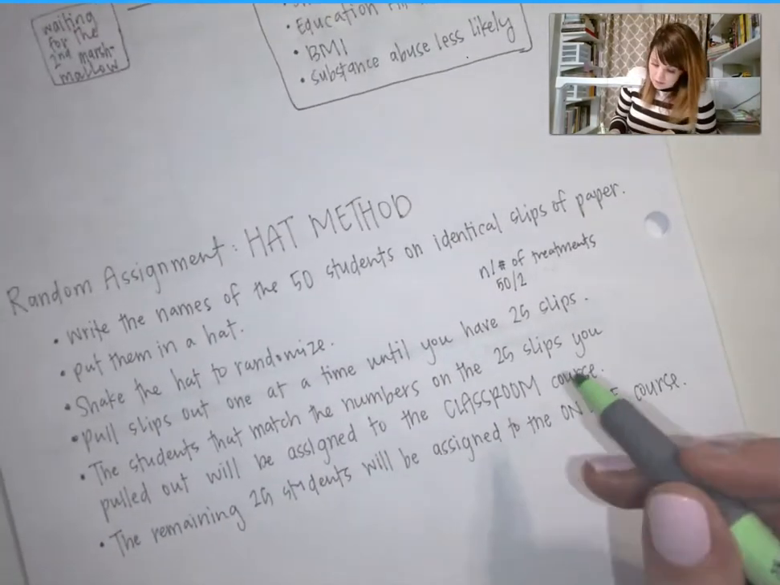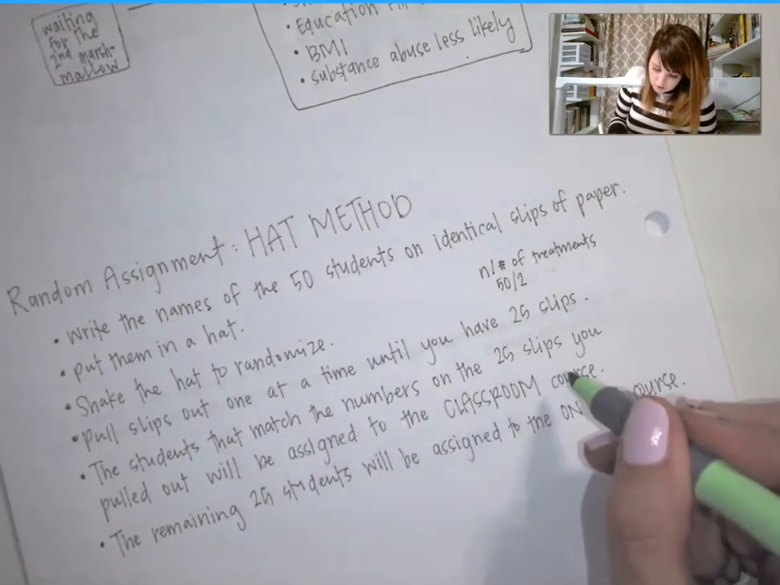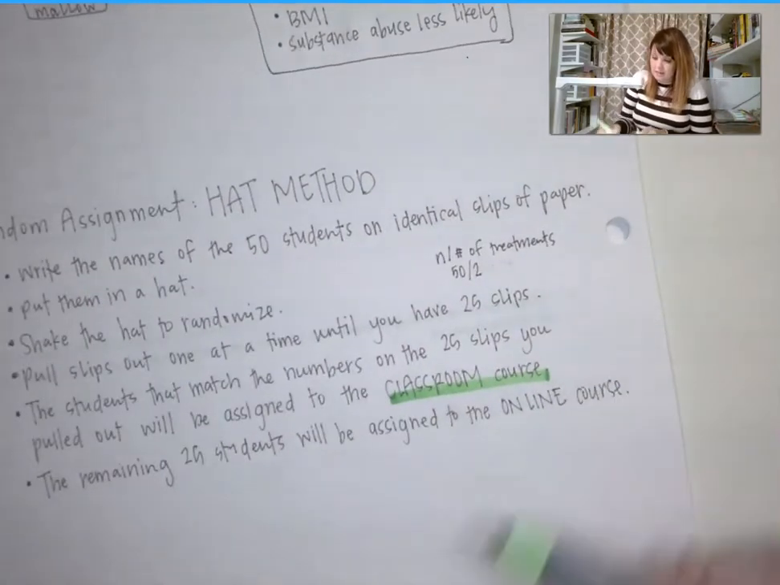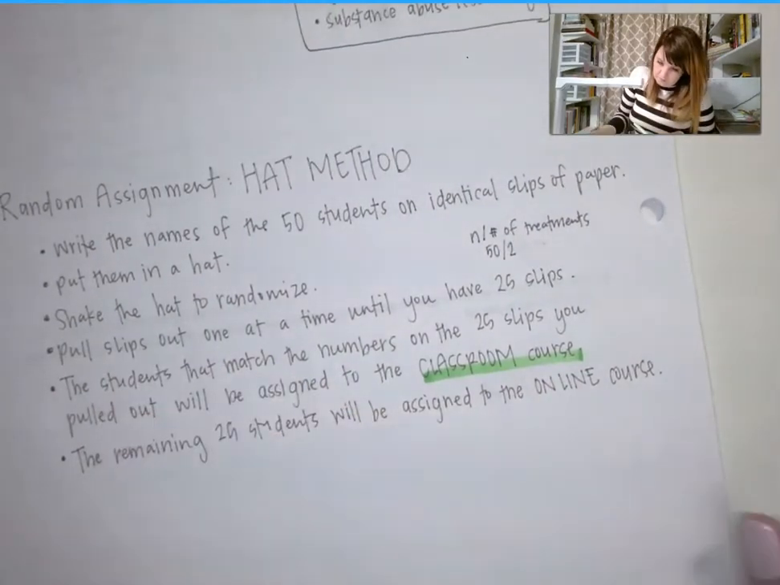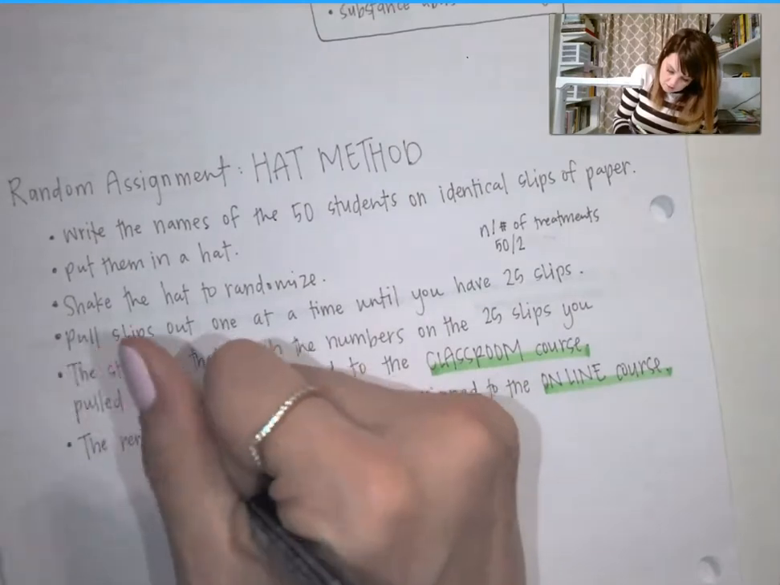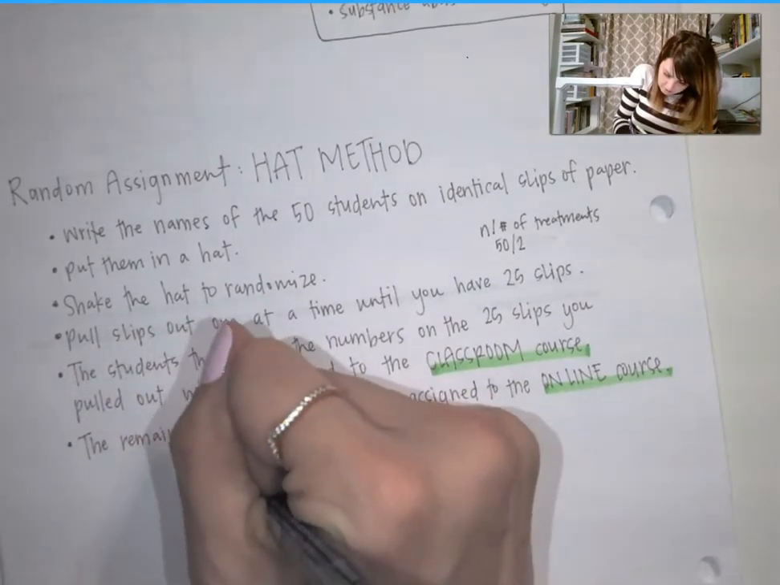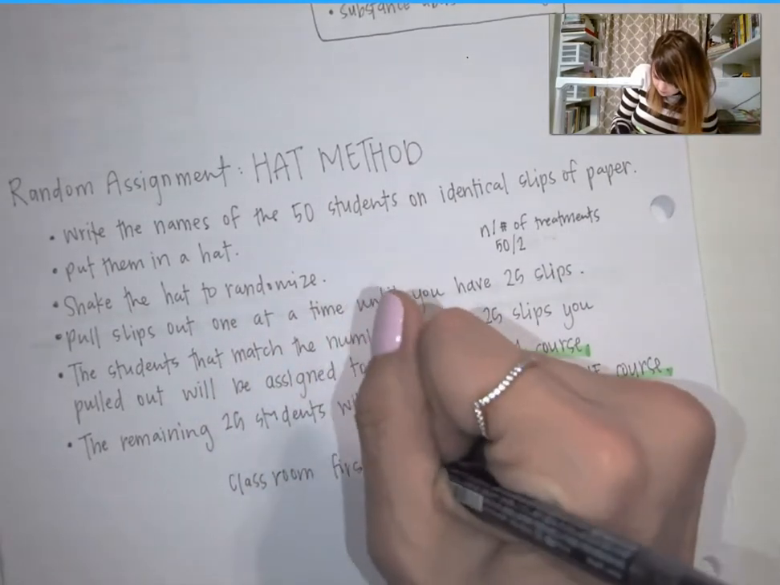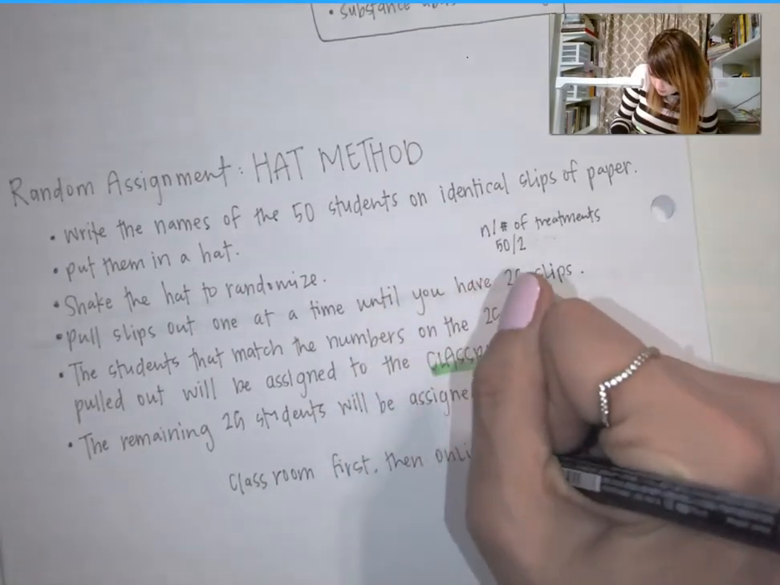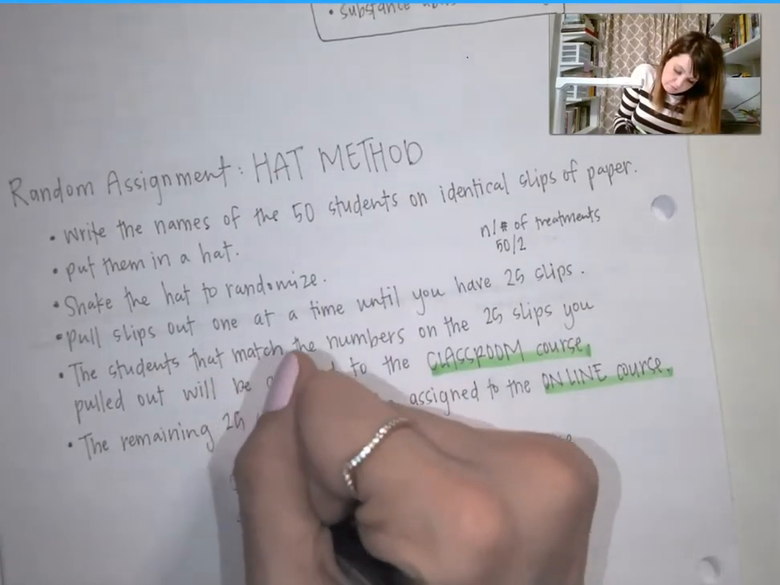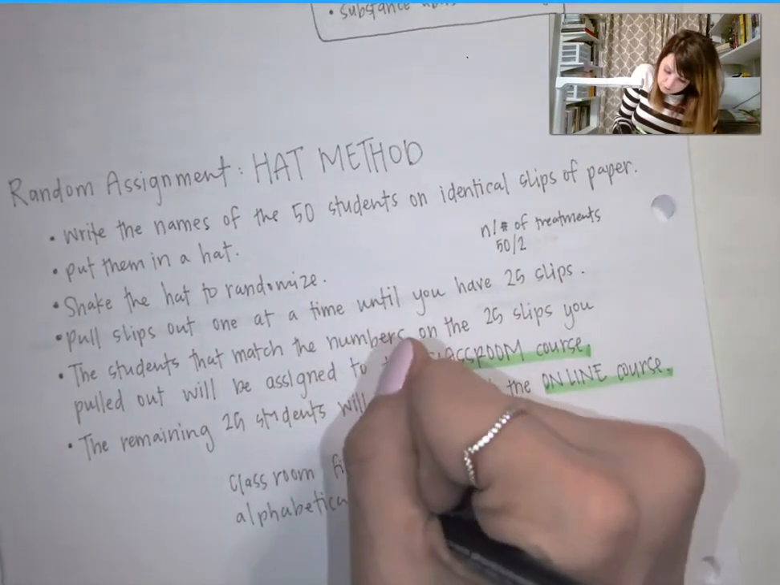Number one, the students that match the 25 slips you pulled out will be assigned to the classroom course first, then the online course, because of alphabetical order.